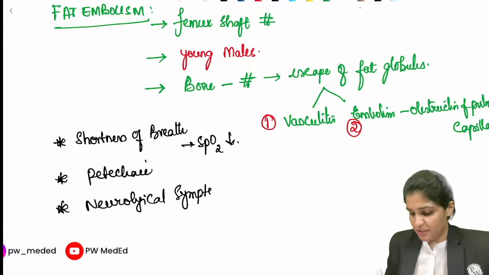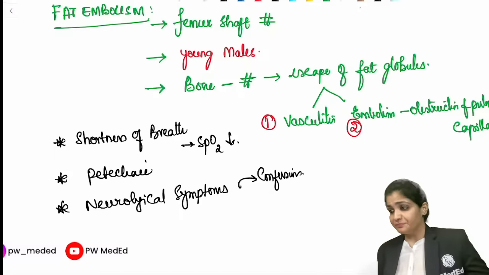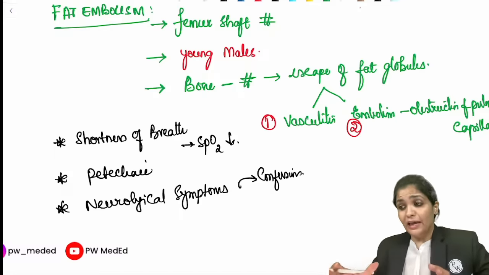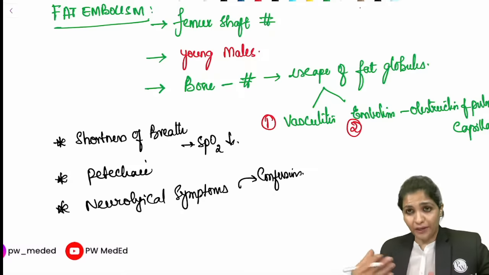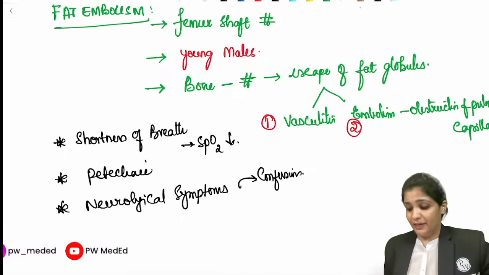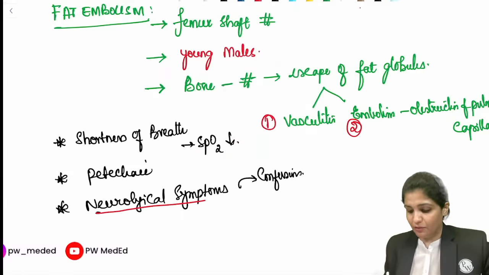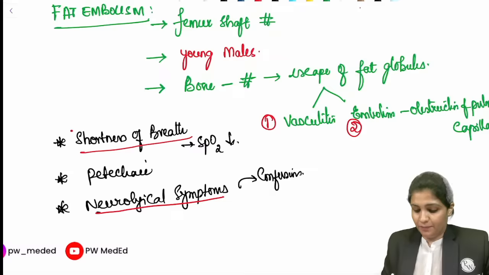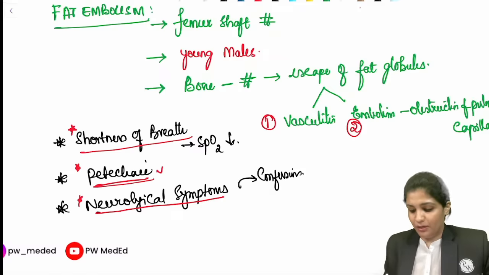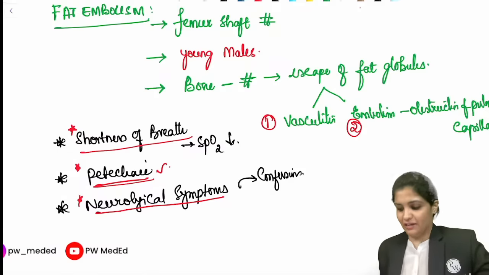That is, the patient presents with confusion. So if you have any patient, you know, you have operated or presenting with femur shaft fracture and you have these two complaints, the neurological symptoms and then pulmonary symptoms, you have to immediately think of fat embolism. And petechiae is almost diagnostic of fat embolism in case of femur shaft fracture, right?